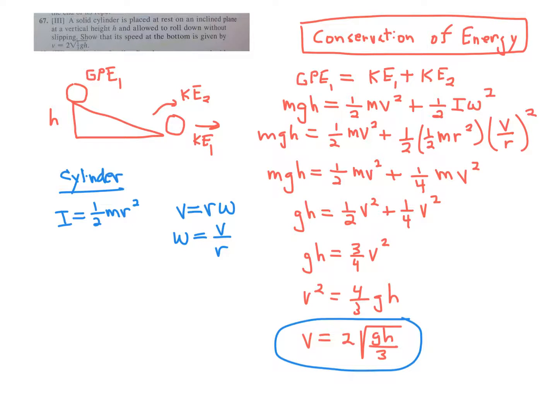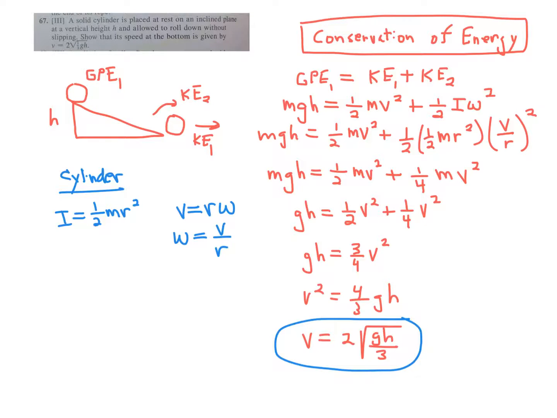Day 68, page 272, rotational kinematics, problem 67. We have a solid cylinder rolling down a ramp. In the past, we've had things like sliding down ramps without rotating, so we've transferred GPE directly into kinetic energy, sometimes with losses, sometimes without losses. But here, we have to pay attention to the rotational kinetic energy at the bottom of the ramp in addition to the translational kinetic energy.